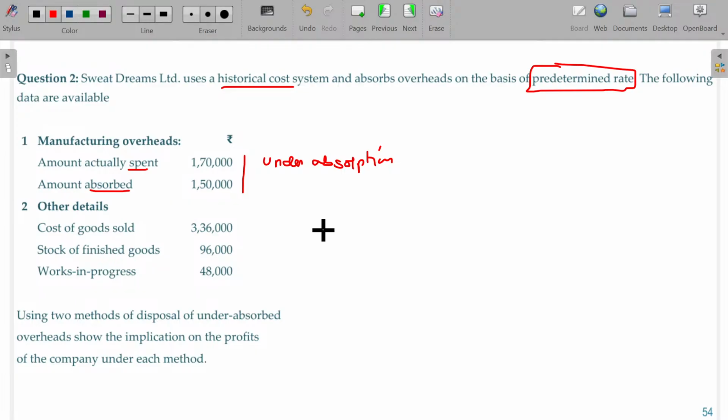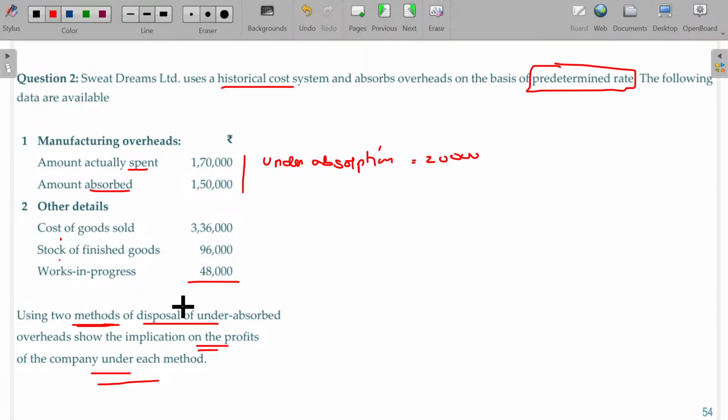If it is the over recovery, you have to adjust the price. You have to refund this, or you can adjust in the subsequent sales. 20,000 rupees. Using two methods of disposal of under absorbed overhead, show the implication on the profits of the company under each method. The very first method is what? The method we have discussed here. It will be added to the finished goods, stock of finished goods, work in progress and sale.